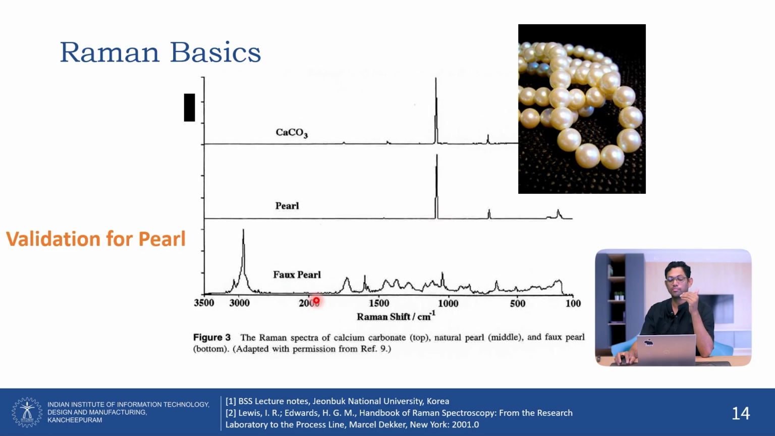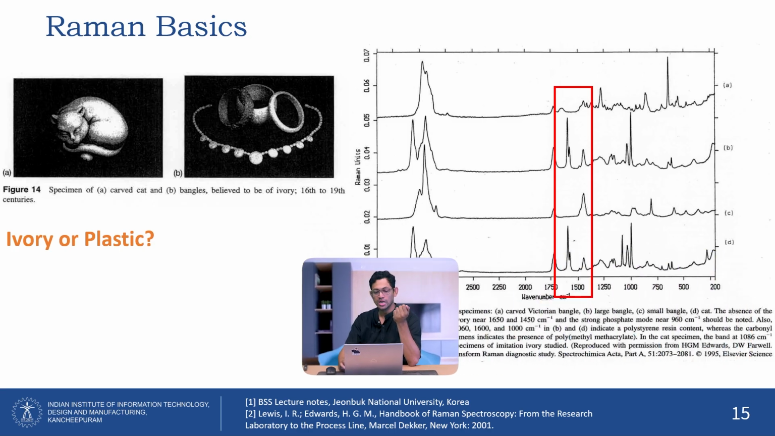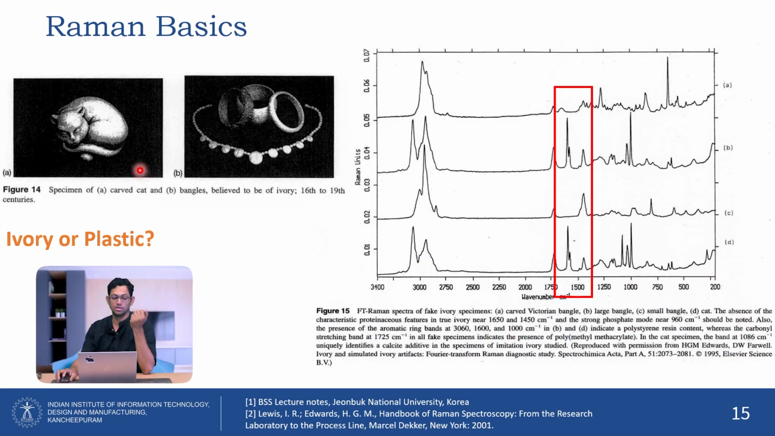But in the case of a fake pearl, you can see that the signature is not generated. At the same specific location, it's not there. That means that it is a fake pearl, not the original pearl. Similarly, you can see there is an ivory cat on the left hand side, which is made up of ivory, and there are many necklaces which are made up of ivory. You want to know whether it is actual ivory or not.